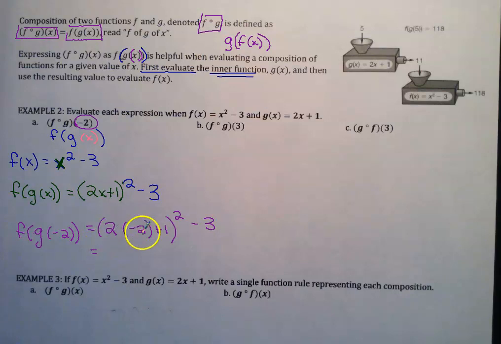So what's 2 times -2? -4. What's -4 plus 1? All right, so this is -3 squared minus 3. So what's -3 squared? 9. What's 9 minus 3? So the f of g of -2 equals 6.